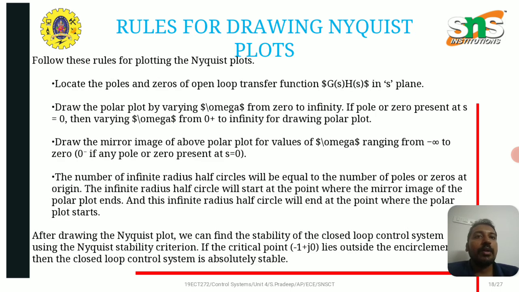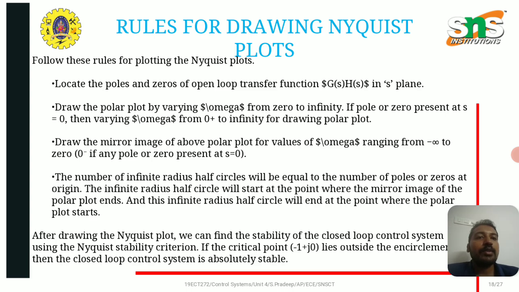Rules for drawing the Nyquist plot. First, locate the poles and zeros of the open loop transfer function. Second, draw the polar plot by varying omega from 0 to infinity. Draw the mirror image of the above polar plot for values of omega ranging from -infinity to 0. The number of infinite radius half circles will be equal to the number of poles or zeros at the origin. This infinite radius half circle will start at the point where the mirror image of the polar plot ends, and will end at the point where the polar plot starts.